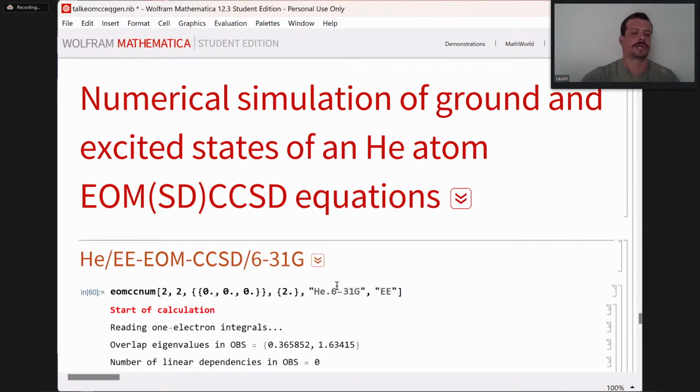So if we want to calculate the excited state and the ground state of helium, we can use this model that is CC_num, that is equation of motion numeric. So we have two electrons, two orbitals. The atom is centered. Here I'm using Cartesian coordinates. And we need to provide some integrals and also the methodology that we're using.